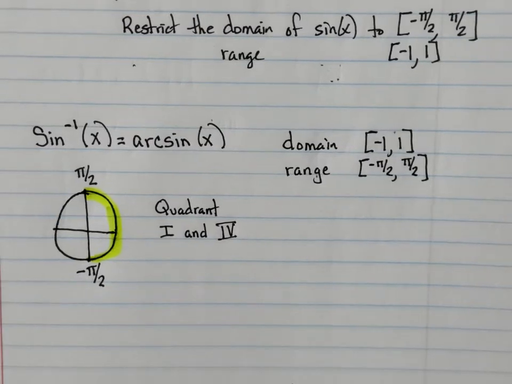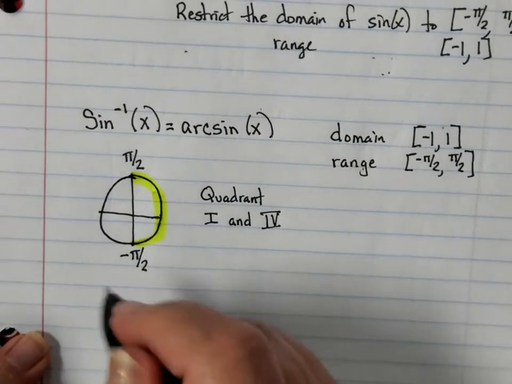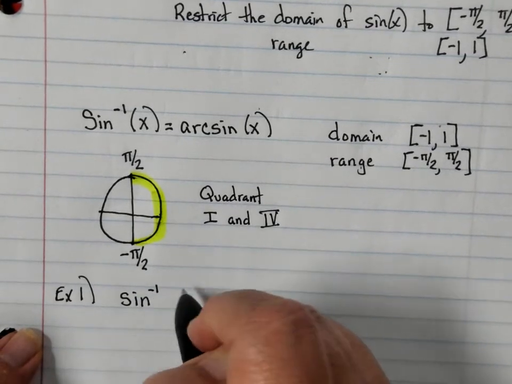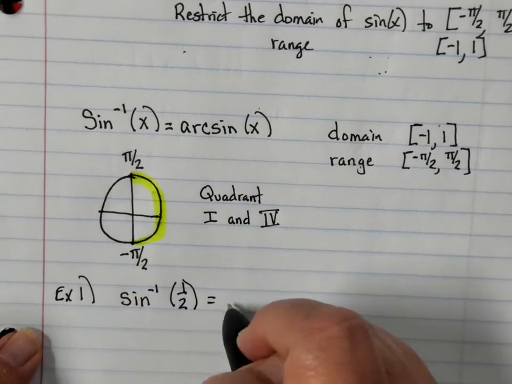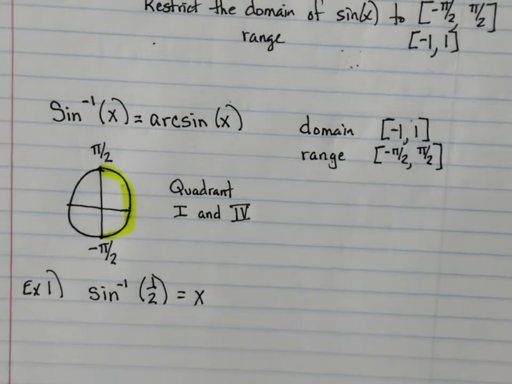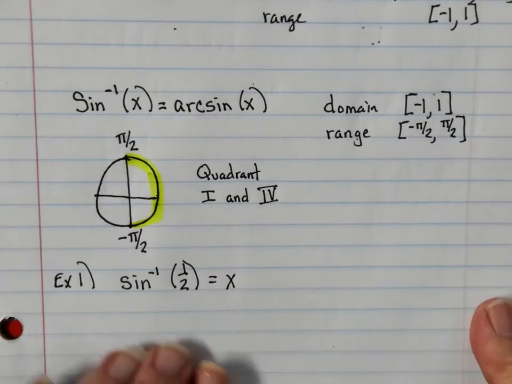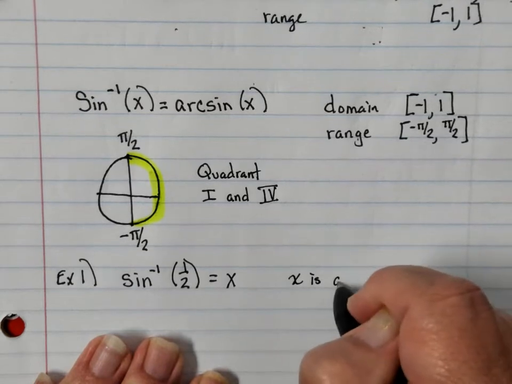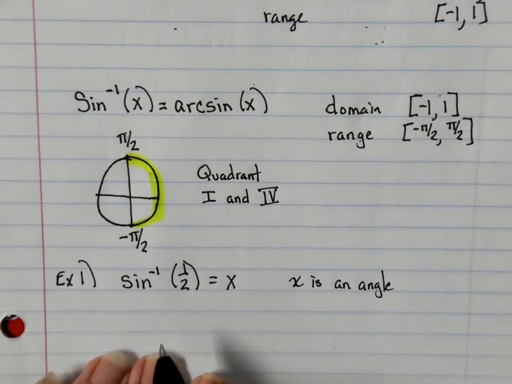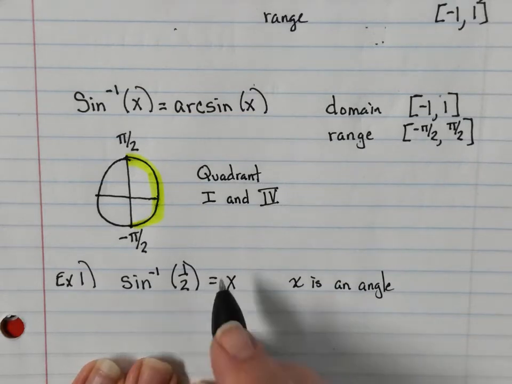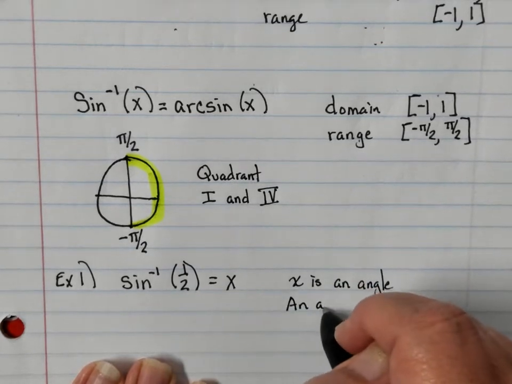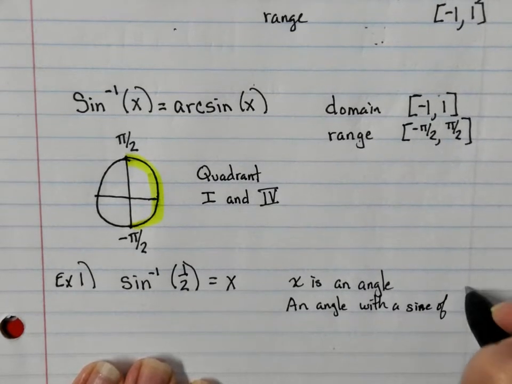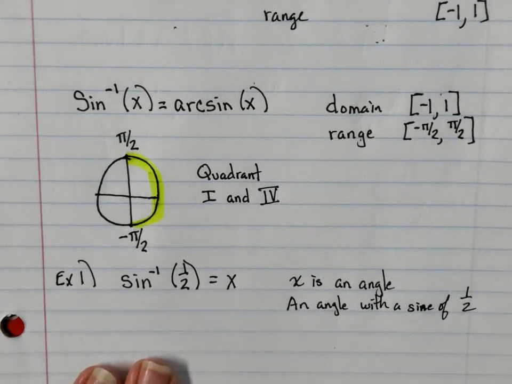Alright, so let's go through calculating some problems with this. Alright, so number 1, example 1. If I want to take the inverse sine of 1/2 and say that that's equal to x. So what I'm actually saying here is x in this case would be an angle, right? And so I am looking for the angle that has a sine of 1/2. An angle with a sine of 1/2.